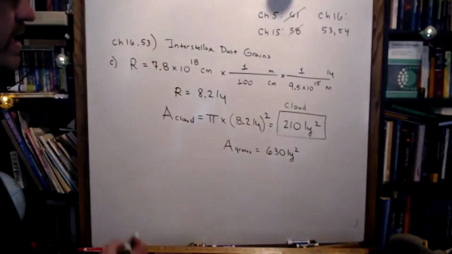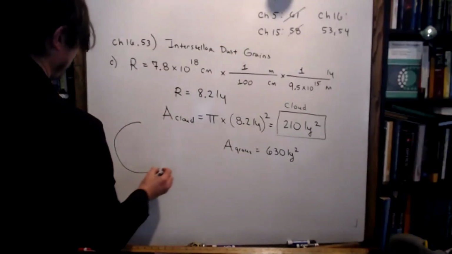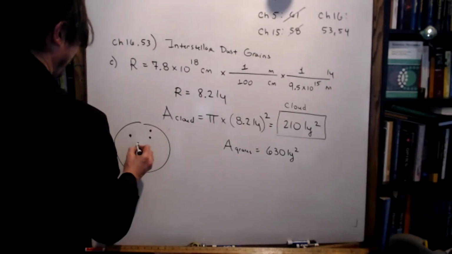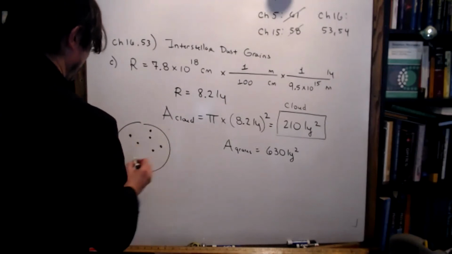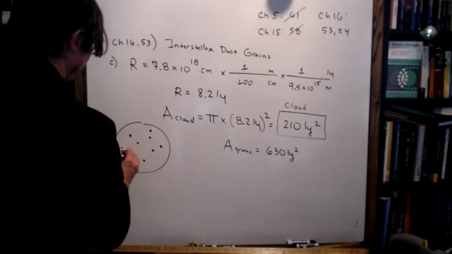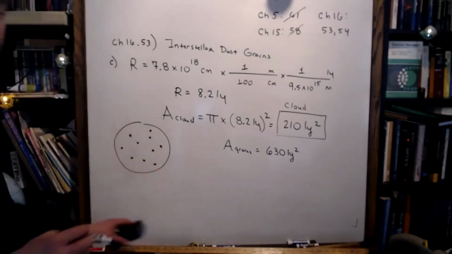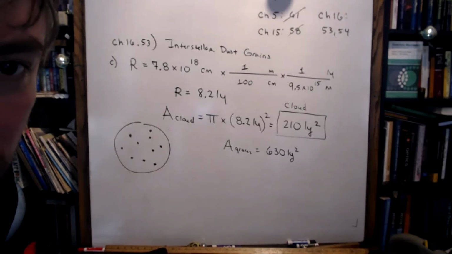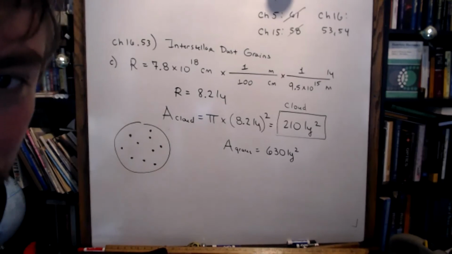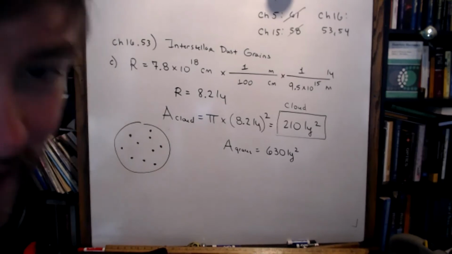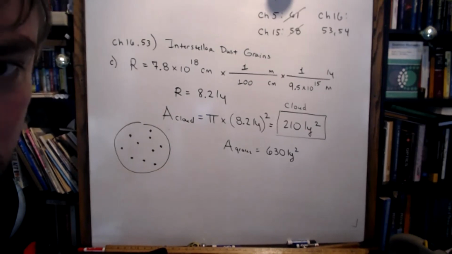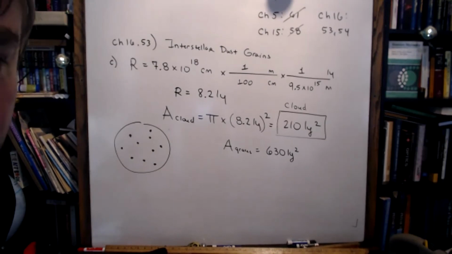Christopher, if the dust grains are inside the cloud, how can the total area of the grains exceed the total area of the cloud? Doesn't that seem kind of messed up to you? How can the total area of the grains be greater than the area of the cloud if the cloud contains the grains? Does anyone understand what's going on there?